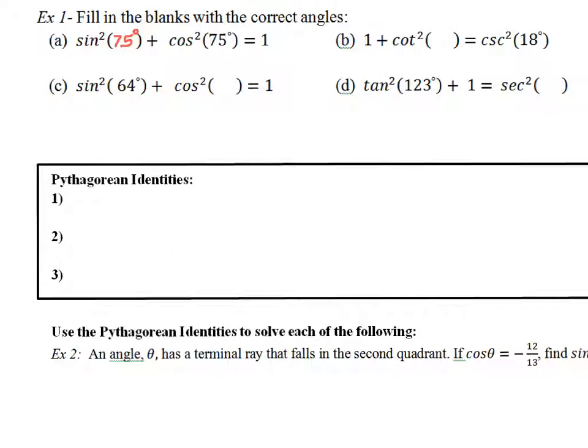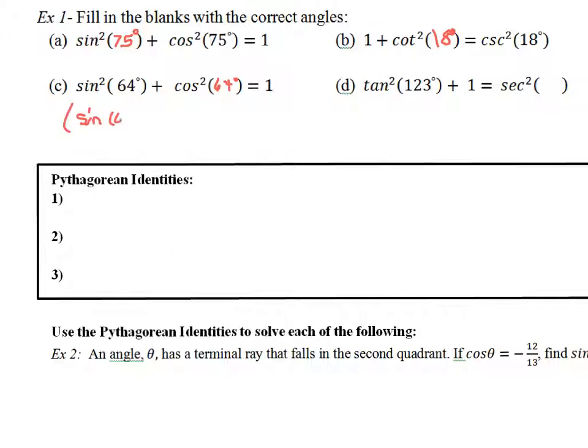For B, I've got 1 plus cotangent squared of something is equal to cosecant squared of 18. So the only angle that's going to make this true is 18 degrees because the angles have to match in my Pythagorean identities. In C, sine squared of 64 degrees would have to have a cosine squared of 64 degrees as well, so that when I add those together I would equal 1. Now again, you could check this on our calculator because I do have a sine button on my calculator and I do have a cosine. If I'm going to put this into my calculator, I would have to enter it this way.